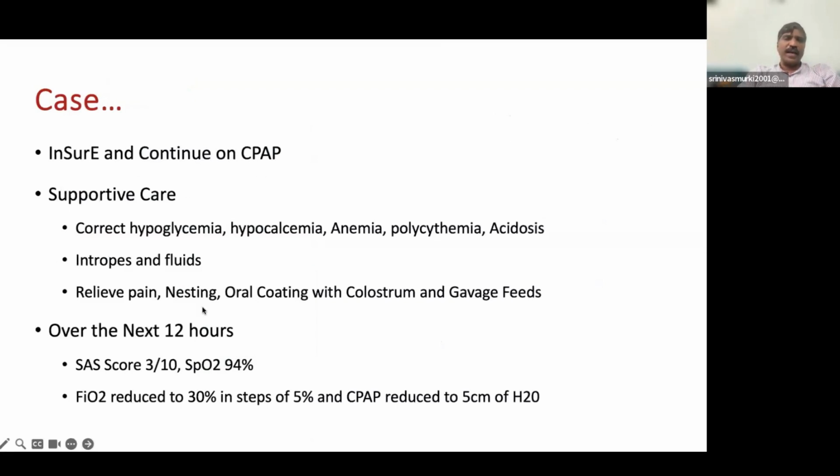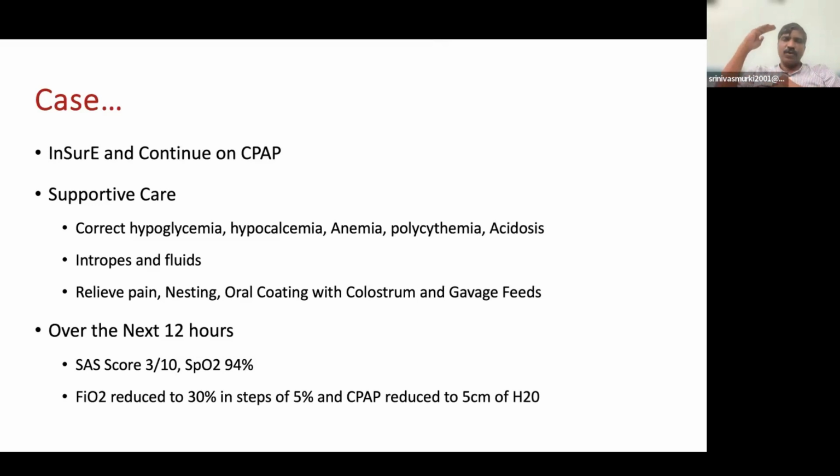care was continued, like correcting hypoglycemia, hypocalcemia, anemia, polycythemia, fluid management, inotropes if the baby has shock. Then more important is to relieve pain, nesting, cocooning, oral coating of the mouth with colostrum, and gavage feeding. The tip of the feeding tube should be above the level of the tummy. So over the next 12 hours, this baby was started on feeds, CPAP was continued, and for the next 12 hours, you can see the retractions have come down, saturations are well maintained.